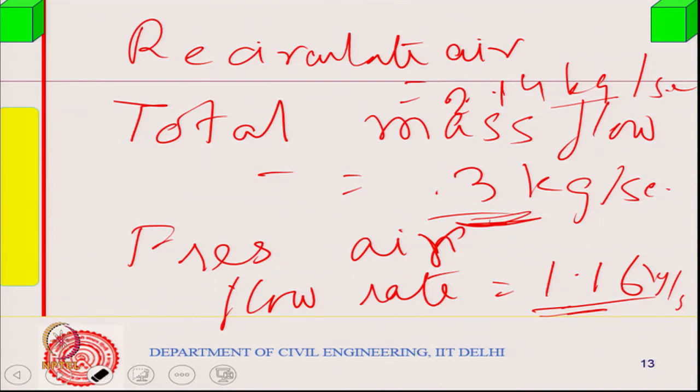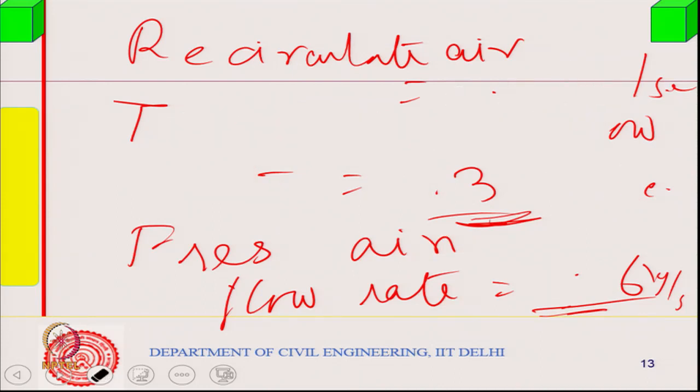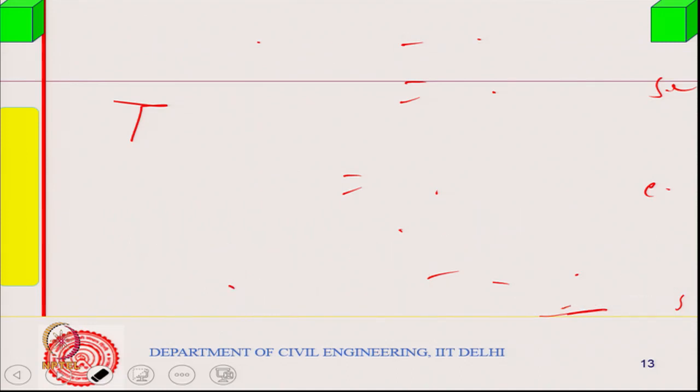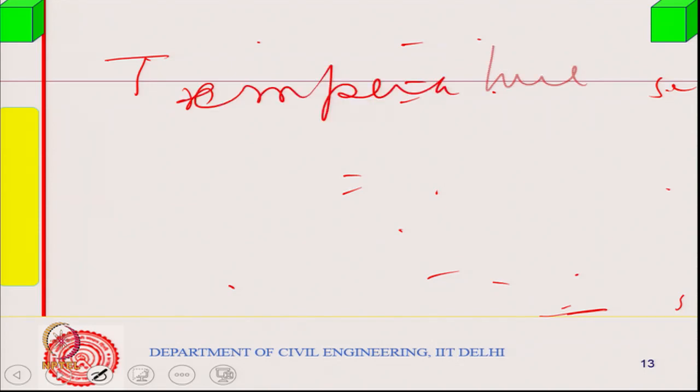Let me erase this. So, we have seen 2.14 and 1.16 total. So, the mixture temperature, the temperature of the mixed air.